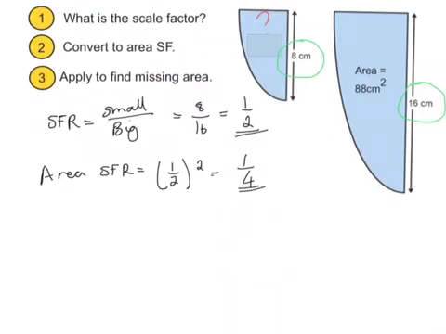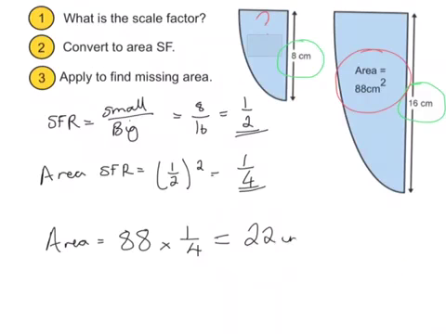Okay. Lastly then, to apply that to find the missing area, all we have to do is take the area they have given us from the larger one, so 88, and multiply that by the scale factor. Remembering to multiply by a fraction, you divide by the bottom and then times by the top. So 88 times 1/4 is 22 centimetres squared. And that's you.